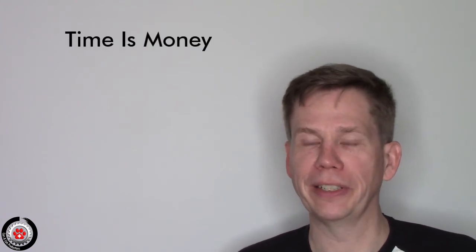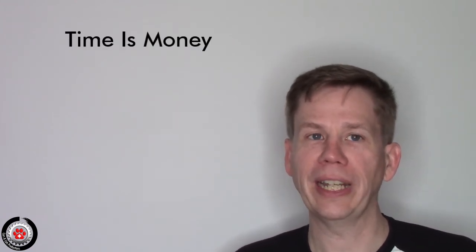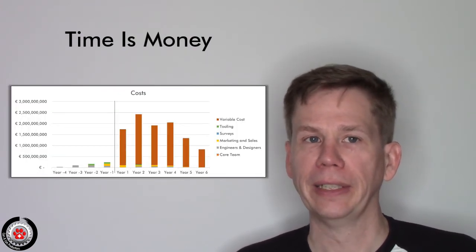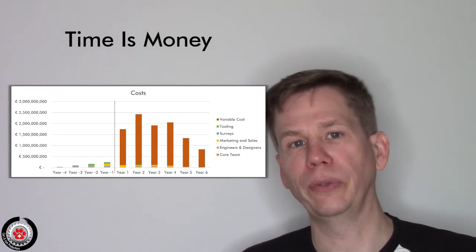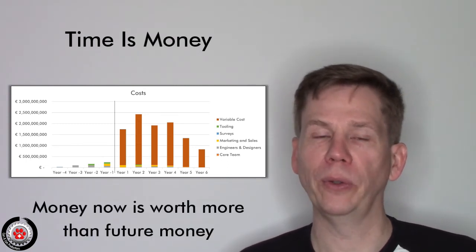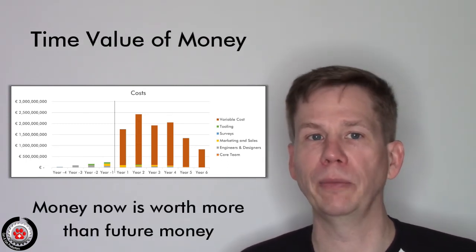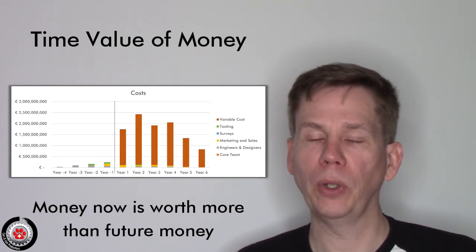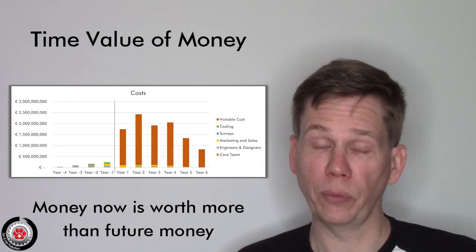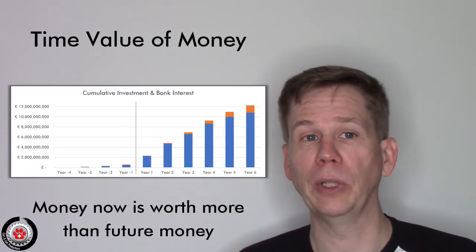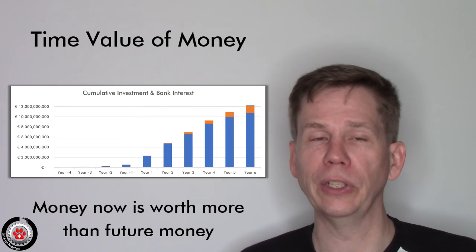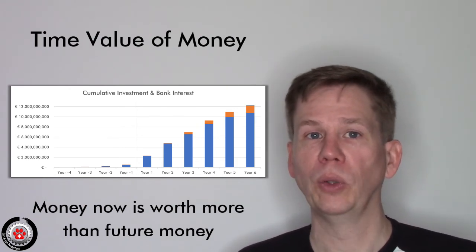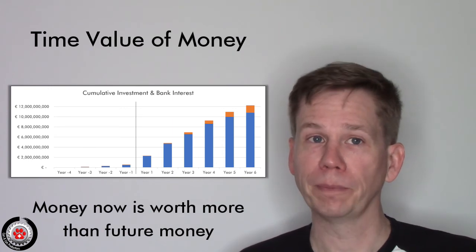Time is money, that's a common saying, but what if instead I just put all of that investment money in a savings account in the bank? Because of interest and inflation, money is worth more now than in the future, and this is what's known as the time value of money. So if we put all of those investments, all of that fixed cost and variable cost in a bank, and we look every year with an amount of interest, we can look at the end of our life cycle and we can figure out how much we're going to have in the bank.